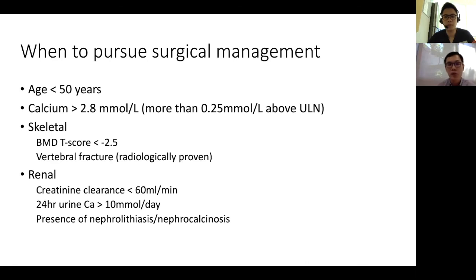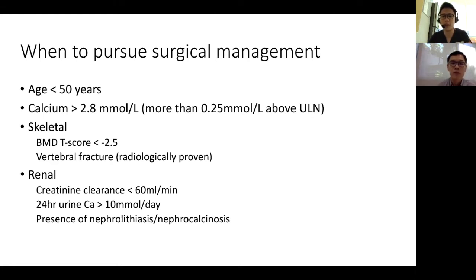So the younger patients, we would advocate surgical management early. And then if the calcium is significantly elevated to more than 2.8, or if they have skeletal or renal complications as listed there, then we would also push them for surgical management. And the surgical management, can I just check for my own interest, like if it's an adenoma on one side, is it then just a removal of a hemiparathyroidectomy, or they remove the whole thing?